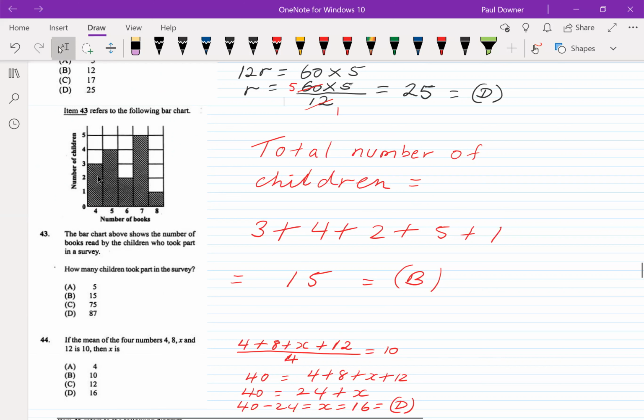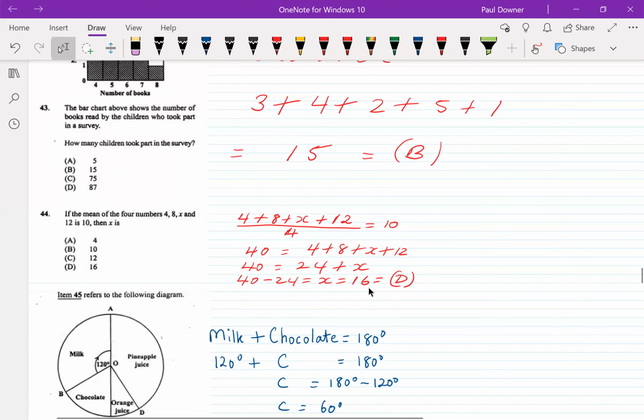6 books were read by 2 children. 7 books were read by 5 children. And 8 books, if you look across here, was read by 1 child. So the number of children in this survey would be this sum. 3 and 4 is 7, and 2 is 9, and 5 is 14, and 1 is 15. So the answer here would be B. The number of children who took part would be 15, B.